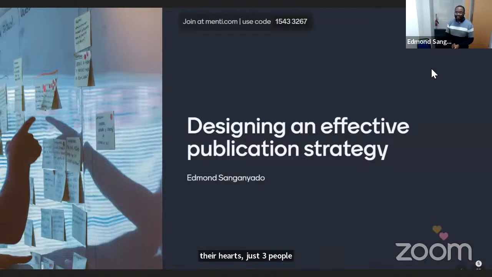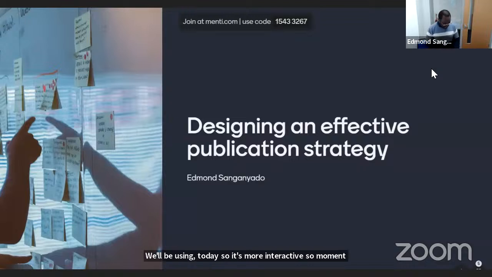We'll be using Menti today, so it's more interactive. The moment you enter the code and you have seen the first page, just press the love or like button so that I know that you have all signed up. There are about 136 people. When we get to 70, then we'll move forward. Please sign up. The moment you sign in, either press the like or the love, then we proceed.